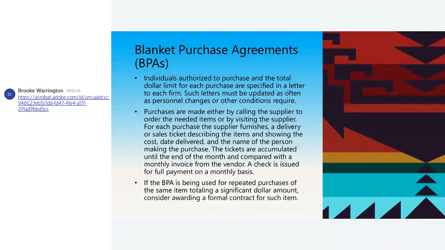Purchases are made either by calling your supplier to order your needed item or by visiting them. For each purchase, the supplier furnishes a delivery or a sales ticket describing the item and showing the cost, the date delivered, the name of the person who made that purchase. The tickets are accumulated until the end of the month and compared with a monthly invoice from the vendor. A check is issued for full payment on a monthly basis.